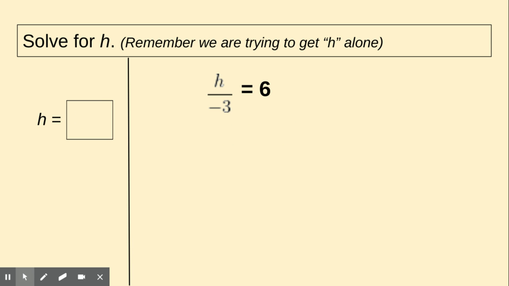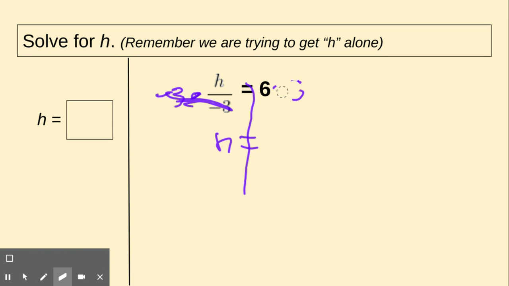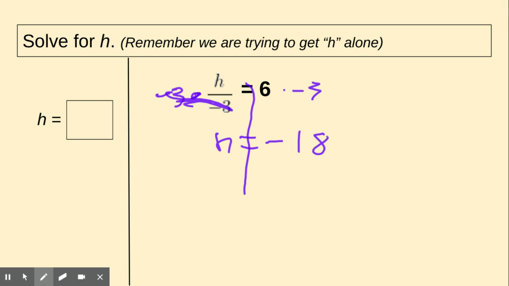Now we have division. h divided by -3 equals 6. So we know it's h divided by -3. What is the opposite of dividing by -3? The opposite of dividing by -3 will be multiplying both sides by -3. So we're multiplying both sides by -3. These two -3's cancel each other out. Now we have h alone on the left side of our equation. And I actually got to make this a little bit better for us. We're multiplying that side by -3 too. So 6 times -3 equals -18. So h would equal -18.